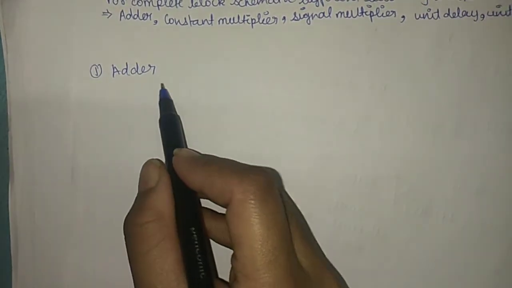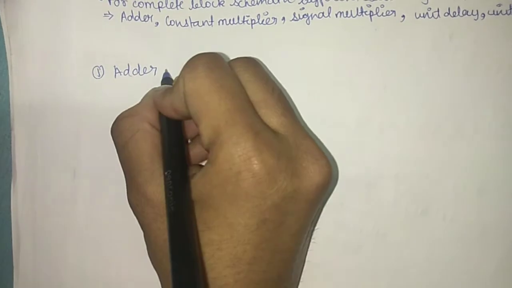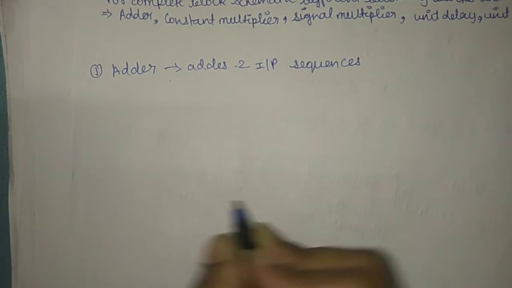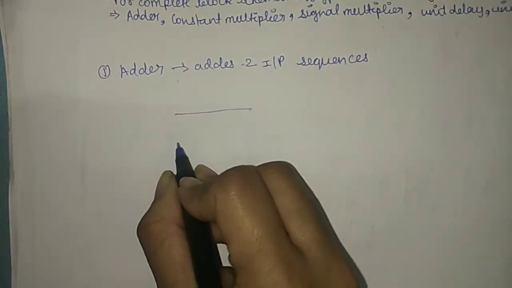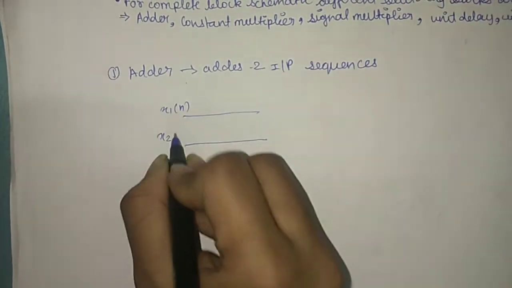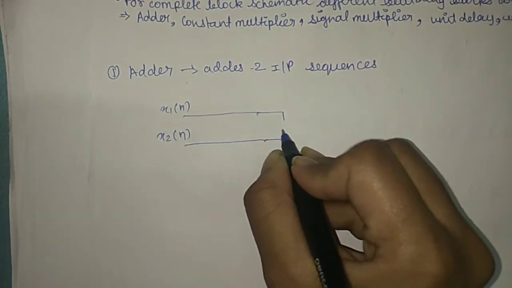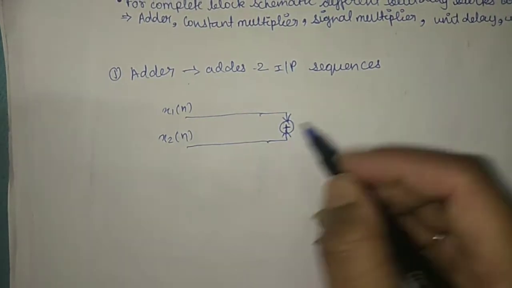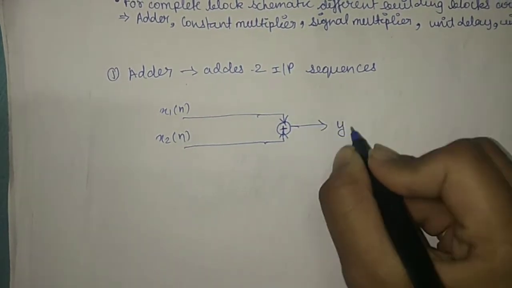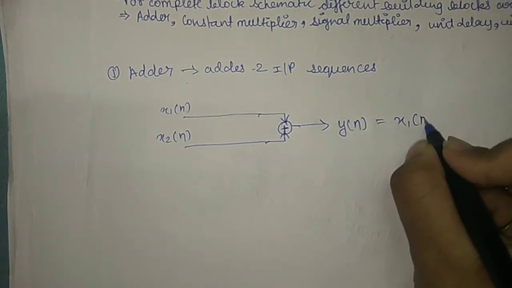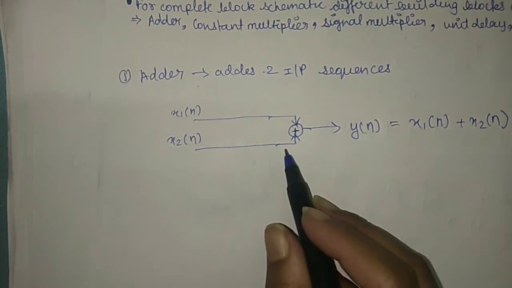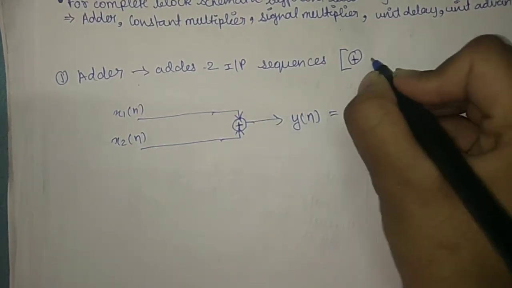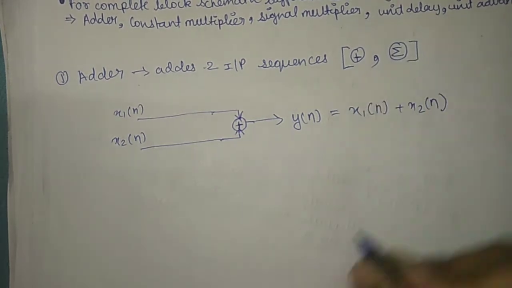The adder adds two input signals or sequences. If we have two input signals, x1 of n and x2 of n, we have the symbol of the adder like this. When we give two input signals to the adder, the output we get is y of n, which is equal to x1 of n plus x2 of n. The plus symbol can also be written as the summation sign, sigma.